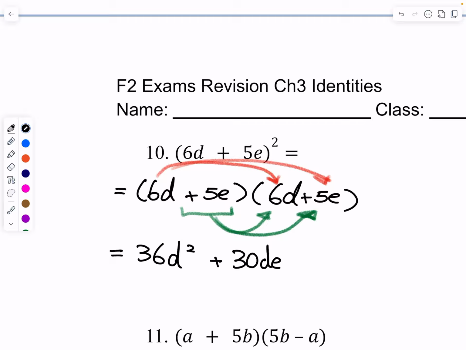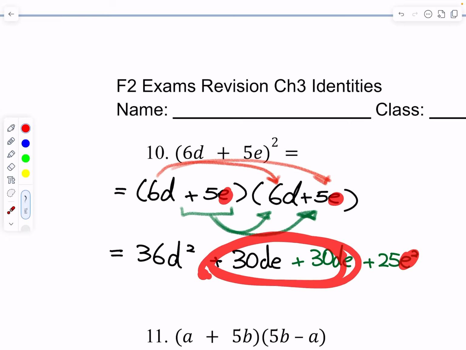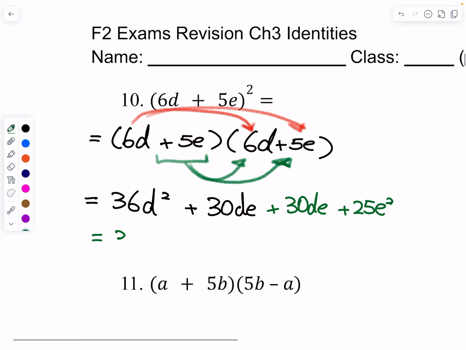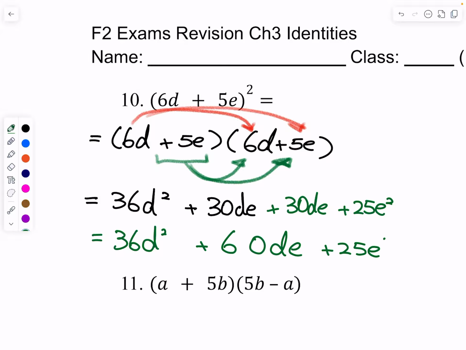And then the bottom part, 5e times 6d, 5 times 6, 30, de. And 5 times 5, 25, e squared. Why do I have e squared? Because e times e, so 2 of them. And then these are the same, so you calculate 30 plus 30 is 60 in the middle. And the last part, also no change.